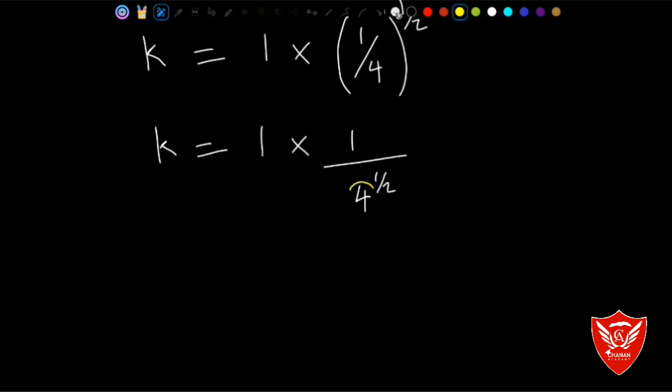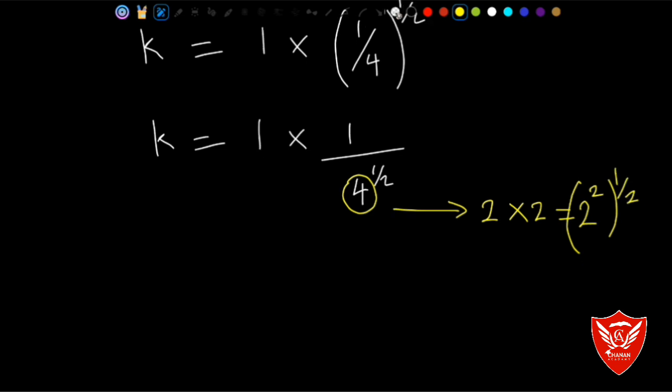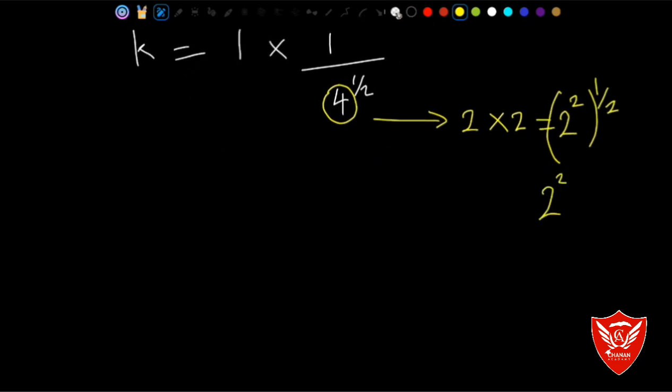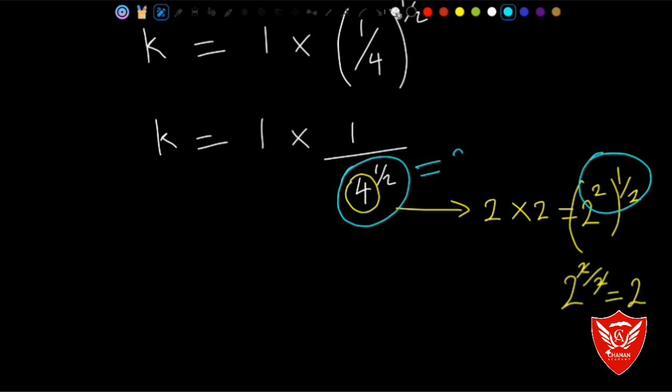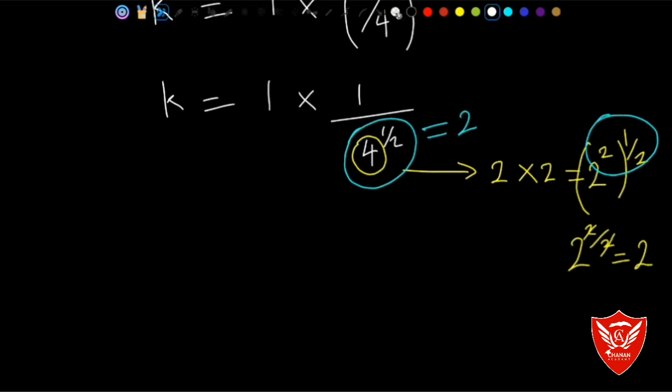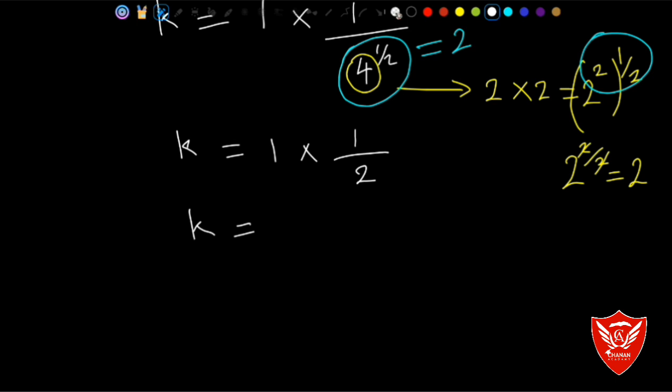Now take note also that 4 can be expressed as 2 times 2, which is equal to 2 raised to the power of 2. And then if you have 2 raised to the power of 2, open your bracket, 1 over 2, then we are going to have 2 raised to the power of 2 over 2, because you are going to multiply this power according to the law of indices. Therefore, this is going to give us 2, because 2 cancels out 2, then we have 2 raised to the power 1, so it's 2. So we can say that everything here is going to give us 2. Alright? So then we have k equal to 1 multiplied by 1 over 2. So k is equal to 1 over 2.